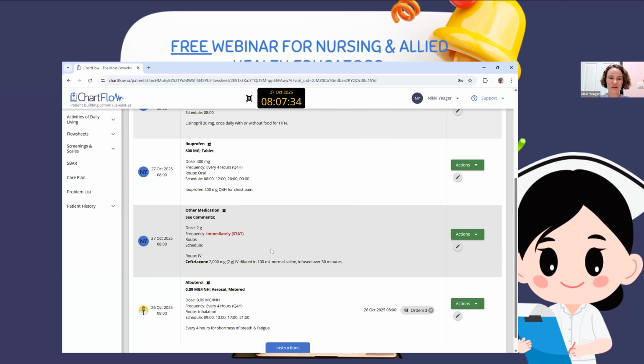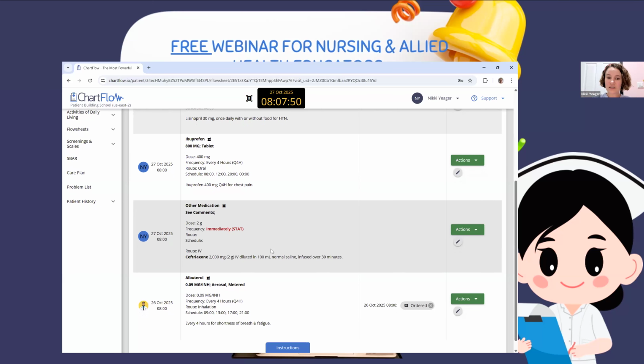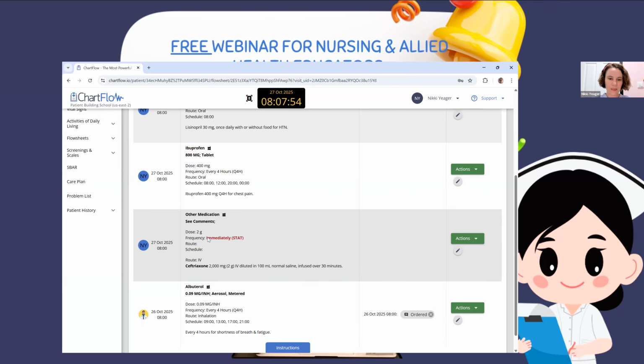However, if you're using ChartFlow, just be aware that our formulary does have like a dozen different forms of ceftriaxone in them. So you don't have to create your own. I just wanted to be able to control every bit of how this order was written. Which, if you use our site and you would like to put in your own orders, you can also do.